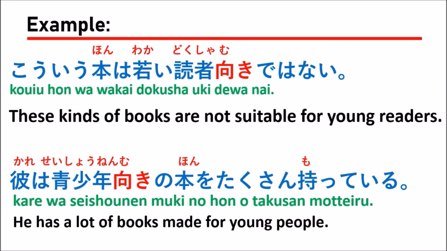And for the second sentence, here they say seishonen. Seishonen means young people, not women only or men only, but both. If you are young people, they make it for you, right? So seishonen muki no hon means the book for young people.